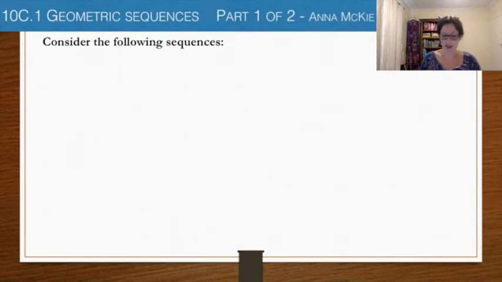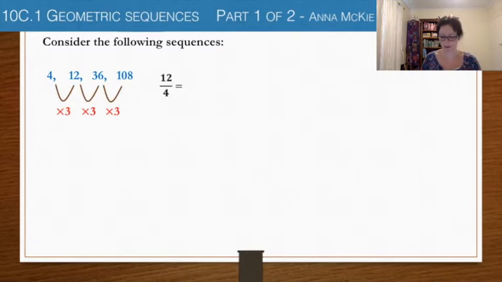So let's consider the following sequences. Looking at this sequence of numbers, 4, 12, 36, 108. Have a think about how they're connected or how you might go from one term to the next. You'll probably notice that to go from the first term to the second, from 4 to 12, you multiply through by 3. And check to see if that's the right thing to do to move from term to term.